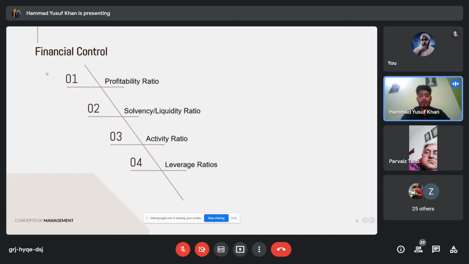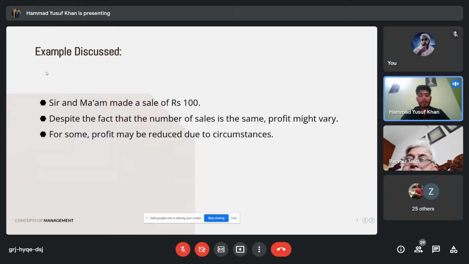All these ratios are calculated to judge, analyze, assess and understand a company's financial performance as well as production, marketing, and human resource performance, and to check control criteria to combat and remedy negative deviations as well as to assess positive variance. Following this, Sir gave an example.